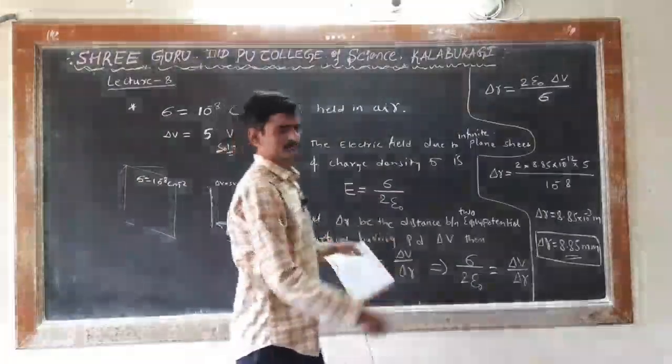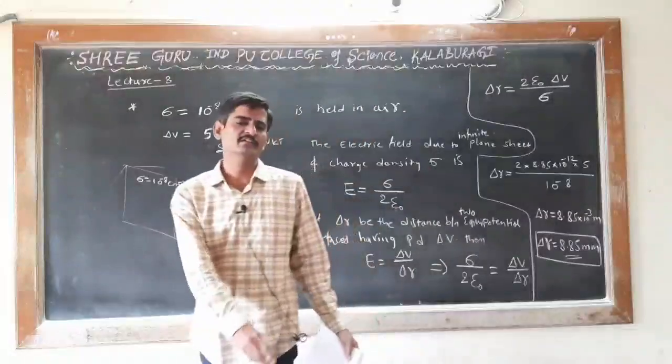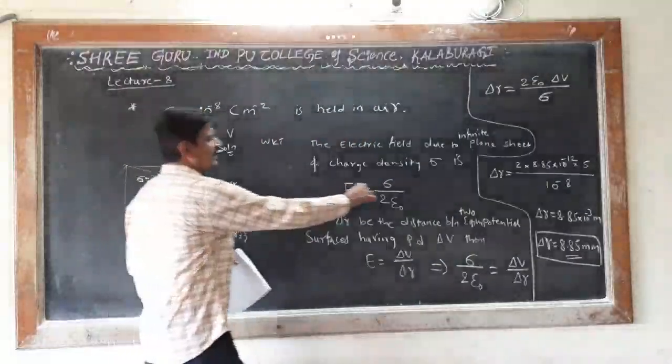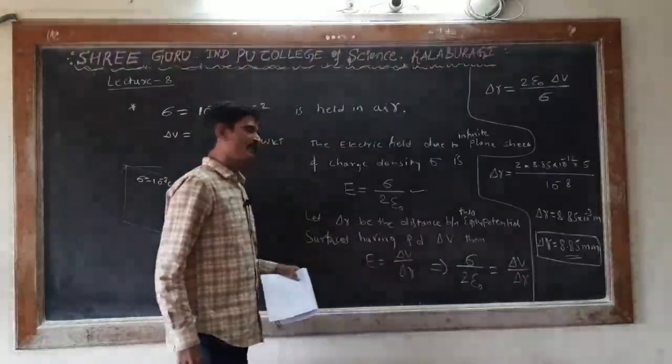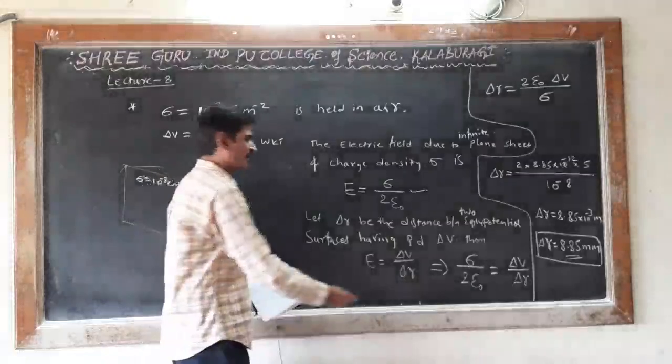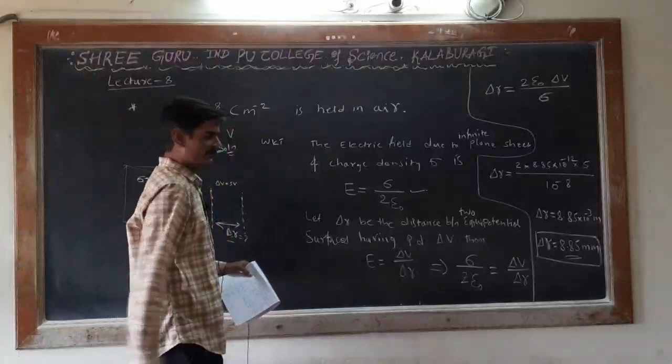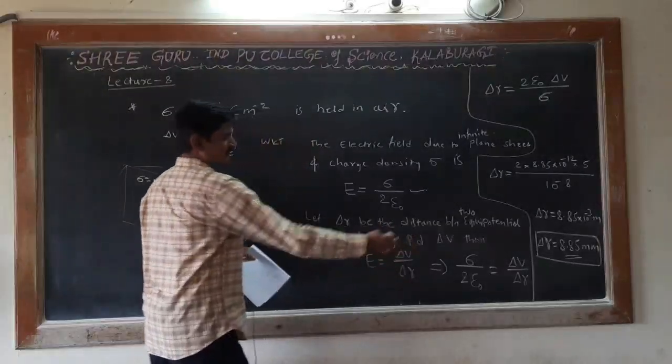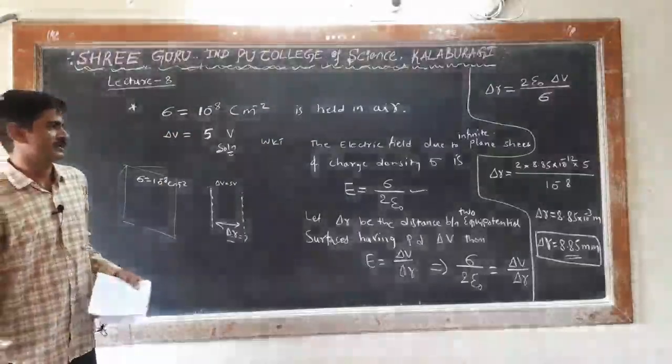Understood? So this is how we can relate things. We have related the electric field due to the plane sheet and the electric field due to a potential difference delta V at a distance delta R, given by this formula. We combine them and get the solution. Understood?